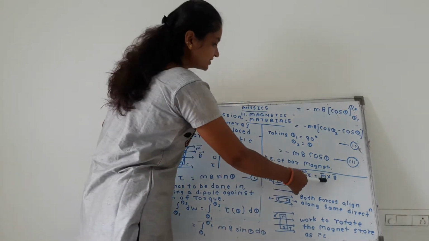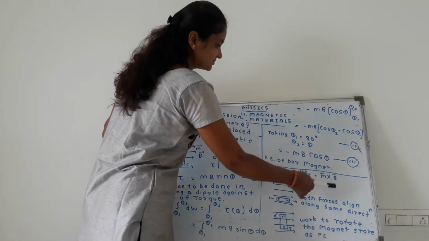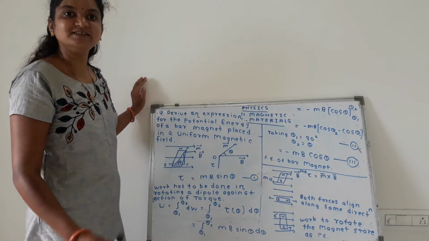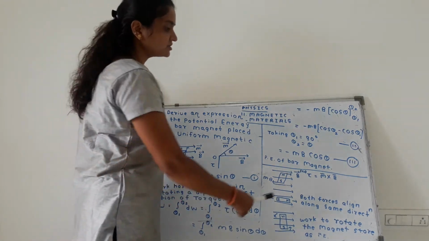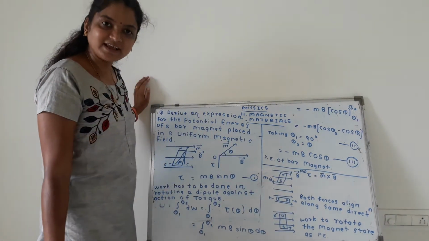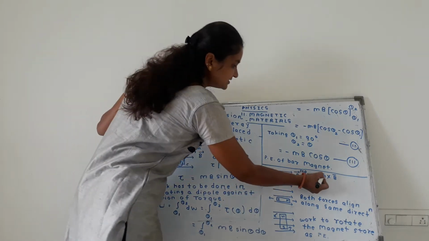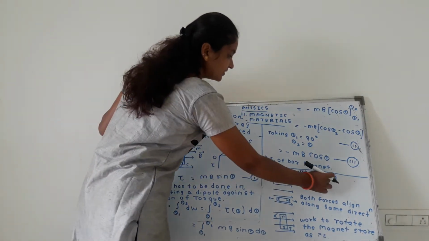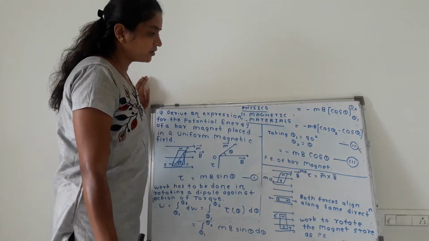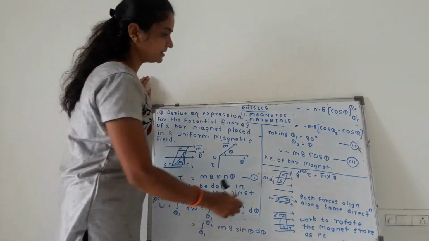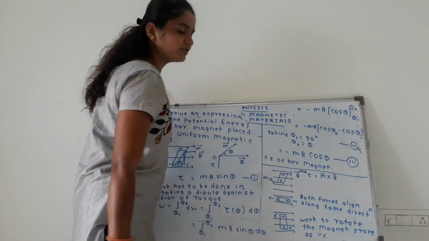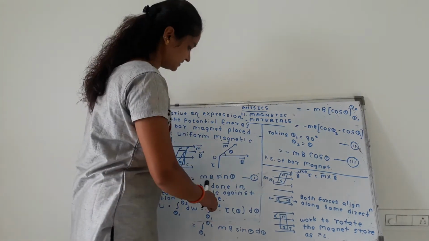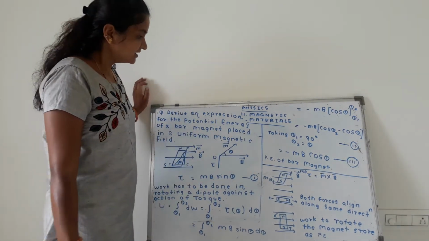Now we consider M bar cross B bar. We know that whenever there is a cross product, there is a formation of the angle, that is sine theta. Sine theta between these two. Whenever there is a dot product, the angle appears as cos theta. But here there is a cross product, so the angle formation is sine theta.